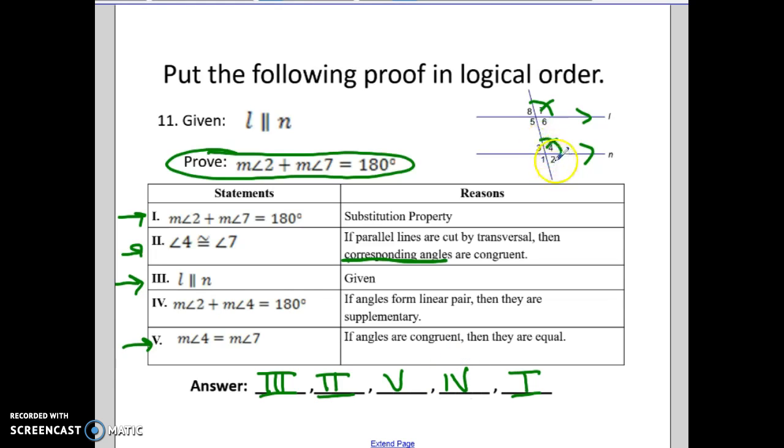And since this is the next step, I know that 4 and 7 are equal. So all they did here was they took this measure of angle 7 and put it in for angle 4, which is how they got this last step. Measure of angle 2 plus measure of angle 7 equals 180 degrees.